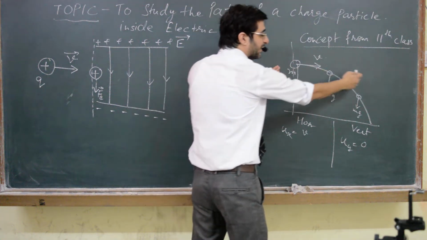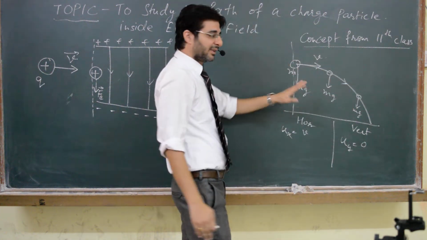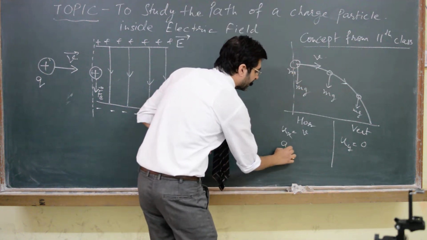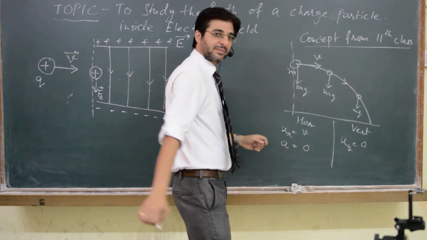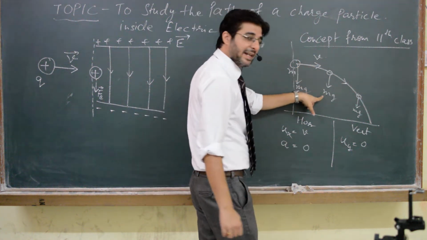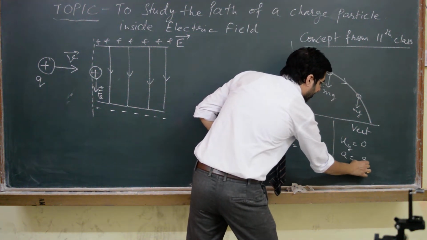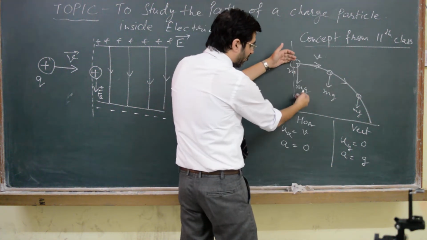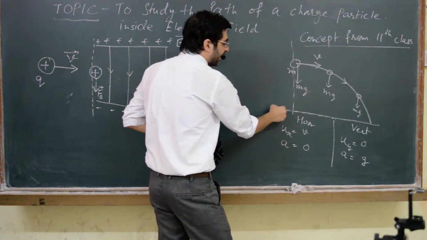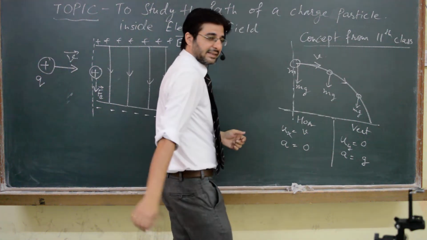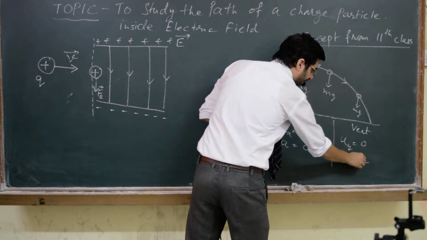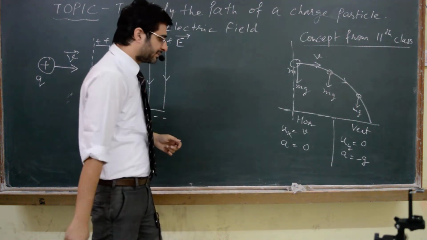Horizontally, no force is acting on this particle. No force is there, that means acceleration is 0. Vertically, gravitational force is acting, that means acceleration is g. And in which direction? Downward direction. If we take this as our frame of reference, then the downward direction will be negative g.